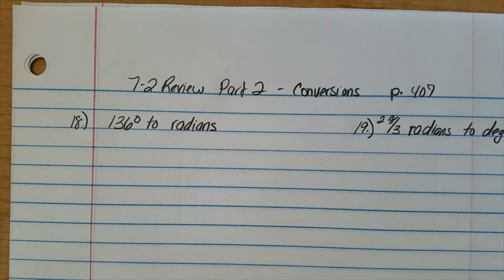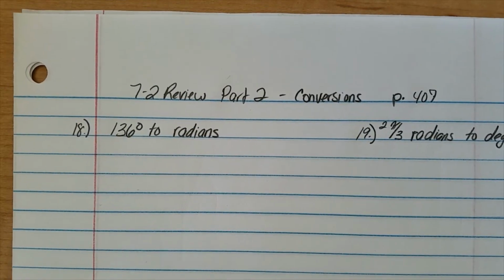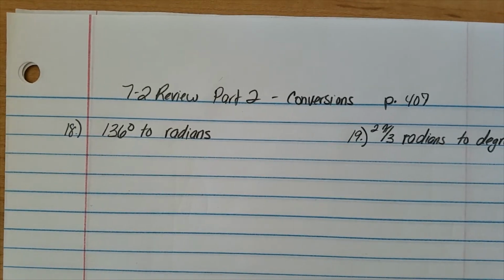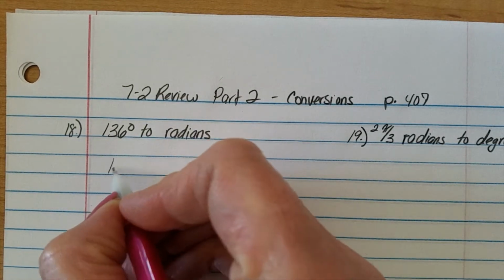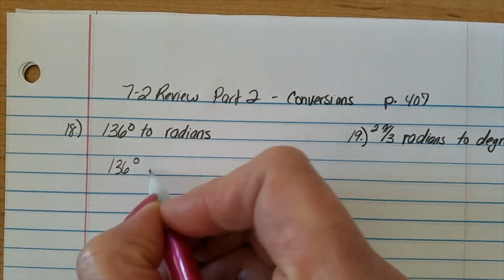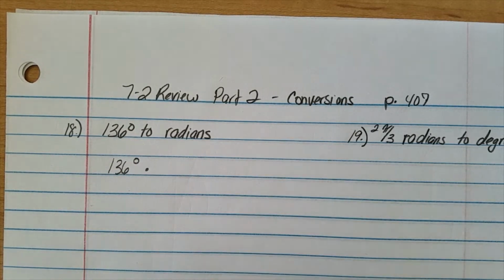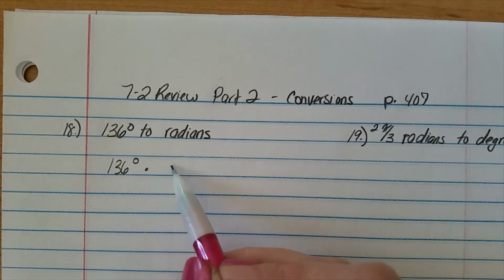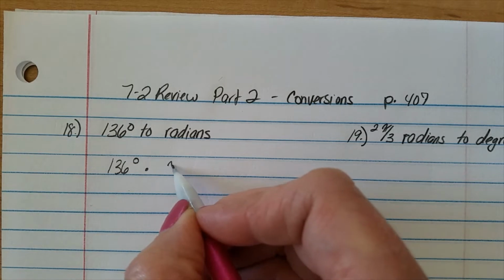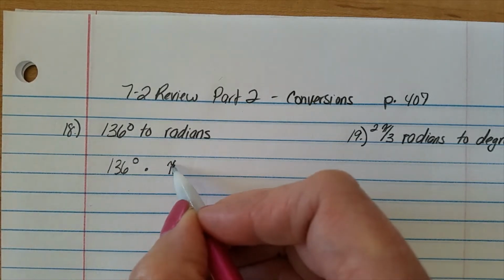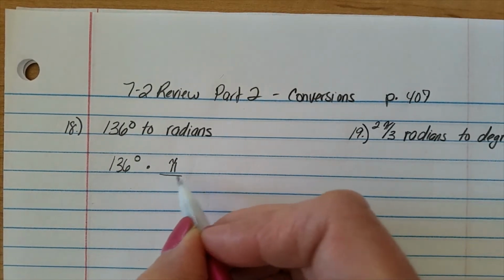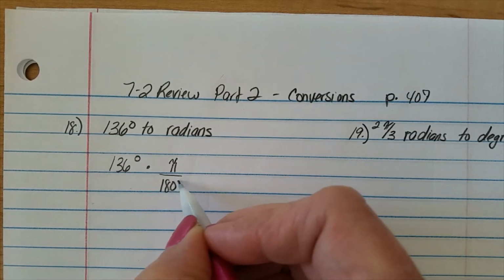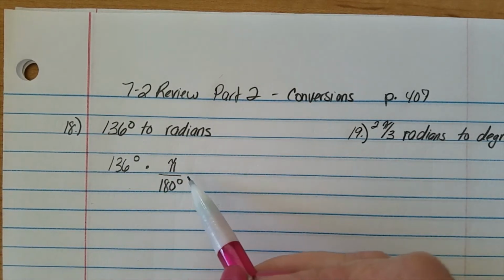Here we go. Number 18, 136 degrees to radians. Okay, so I'm going to start out with 136 multiplied by, remember, there are pi radians in 180 degrees and likewise 180 degrees in pi radians. Now, if I want to move to radians, I know I need to have radians up here. This is how I remember it. Radians are always going to deal with pi. And I'm going to want the degrees in the denominator because remember, your units can also cancel out.